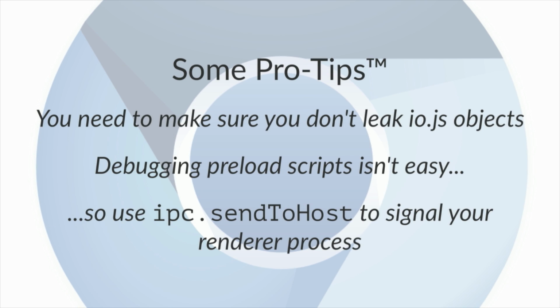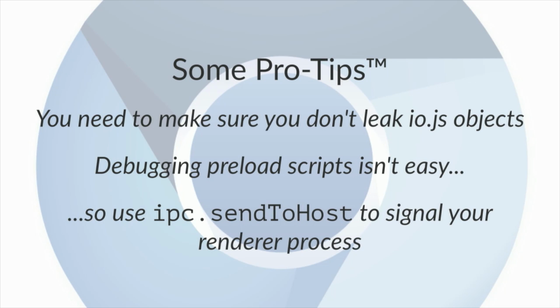So some pro tips. If you leak io.js objects, if you just leave them set on a variable, that means that somebody can access them. So if you set fs as a property on one of these objects, then the web app can access it. That's bad.